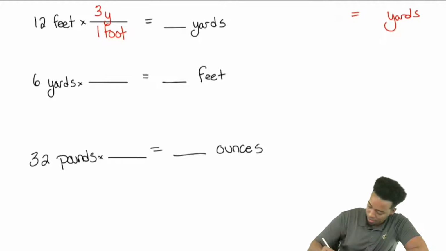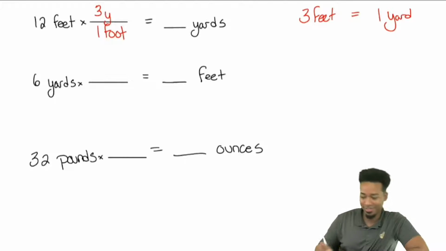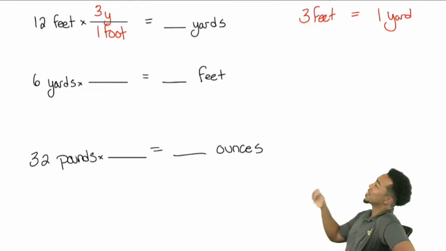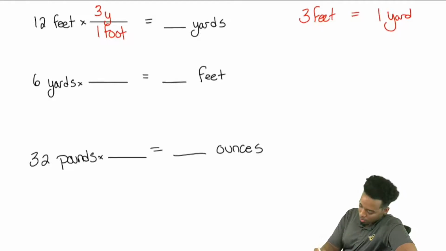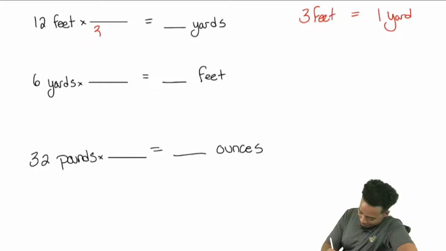Let me fix that up for us. 3 feet equals 1 yard. Wow, mistake of the day. So with that, we have 3 feet is 1 yard, and we're going to go ahead and put that the right way. That was funny, I'm going to remember that one. We have 3 feet right there, and we have 1 yard here.